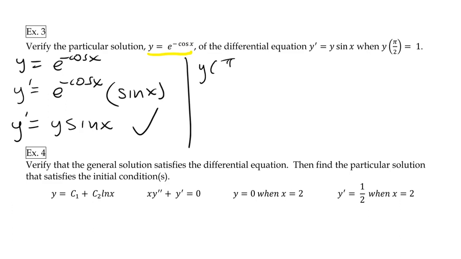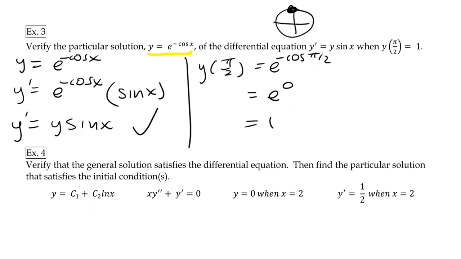Y of pi over 2. Again, what you have to look for is there's two functions, y and y prime. This is talking about y. So y of pi over 2 is going to be e to negative cosine of pi over 2. Well, what's cosine of pi over 2? Unit circle, here's pi over 2. Cosine is the x value, which is 0. And e to the 0 is 1. And what did they claim? They claimed when you sub a pi over 2 you should get 1. And we did. We're good. So we verified the particular solution of the diff EQ, and we confirmed this value.